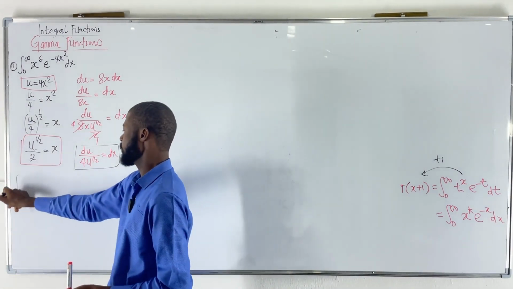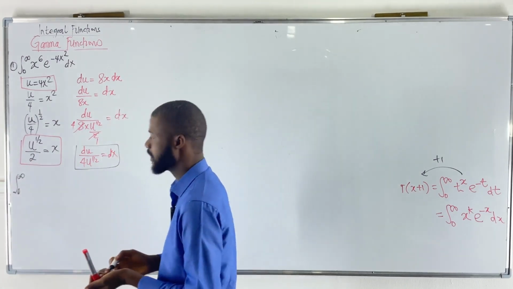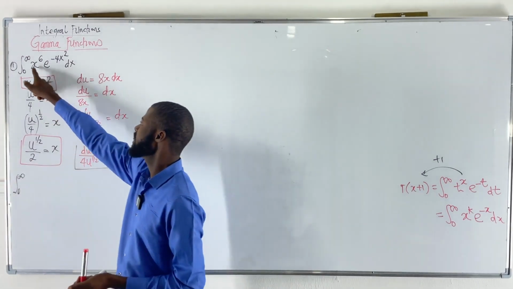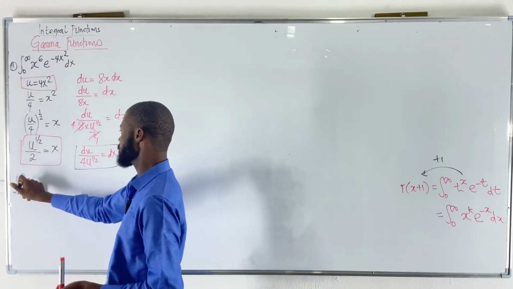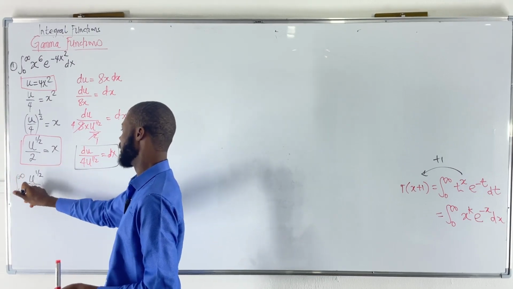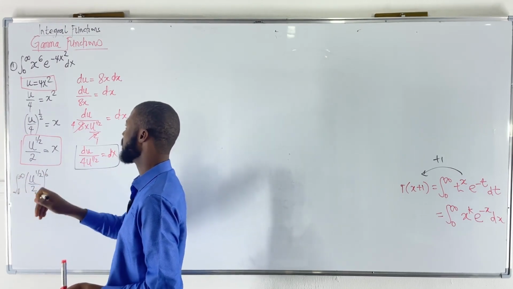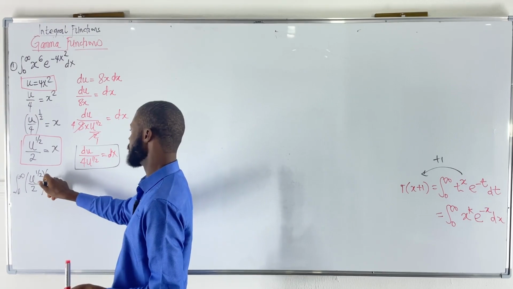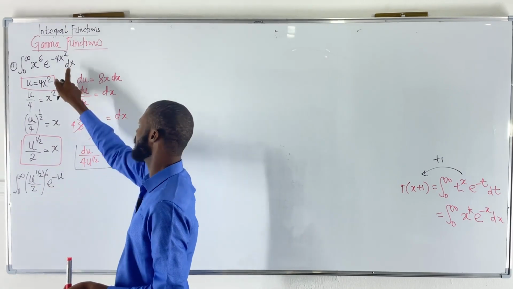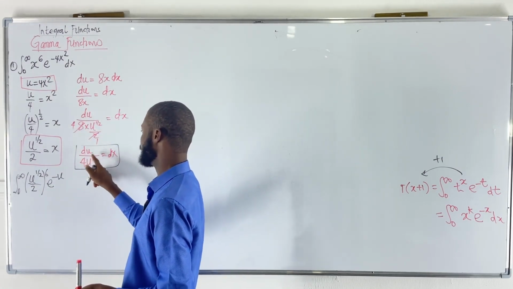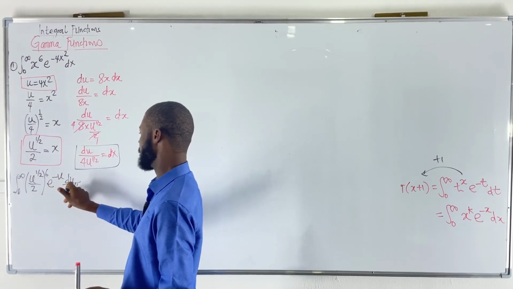So this will be the integral from 0 to infinity, that's it, to infinity of x. What is x? x is u to the power of half over 2. But it's raised to the power of 6, so every single thing here is raised to the power of 6. And then this is e to minus, what is 4x squared? 4x squared is equal to u. And then what is dx? dx is du divided by 4u to the power of half.